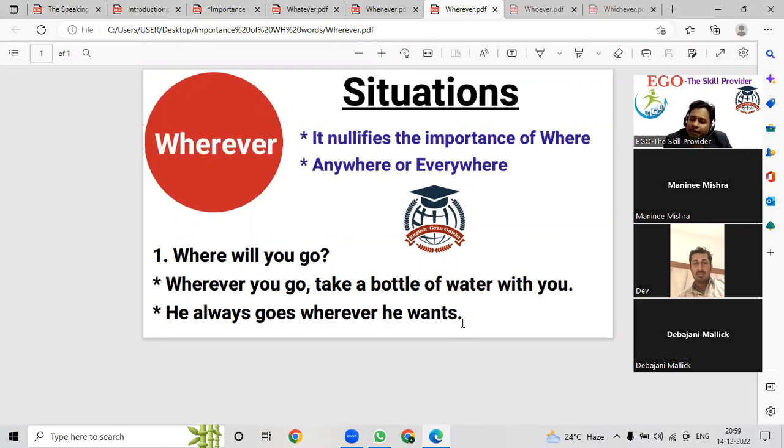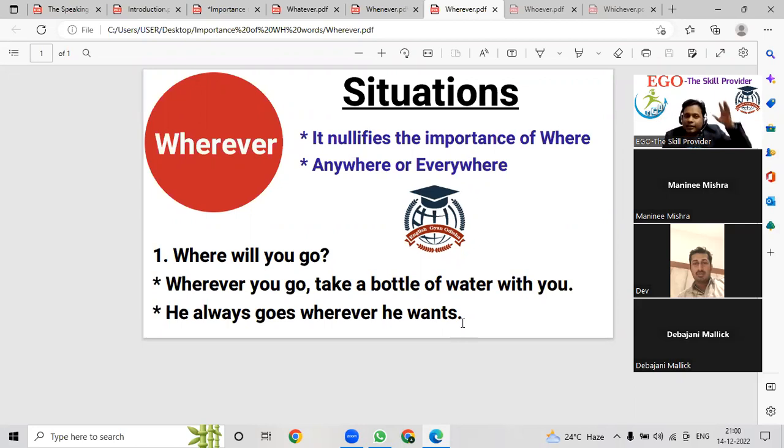You say it's my wish to go wherever I want, wherever. There is no specific place. Okay. So you can say wherever I go, I always take an umbrella. This is a rainy season. Wherever I go, I always take this tablet. If you are on some medication, wherever you go, you carry that medicine. You can say wherever I go, I always take this medicine with me because without that I can't survive.